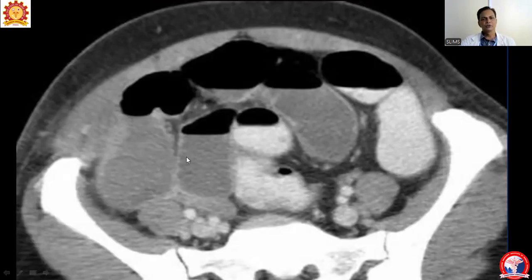Here again, we are seeing multiple dilated loops. Fluid levels are there, but fluid levels per se don't matter much. But the diameter of the small bowel loops is seen to be increased.